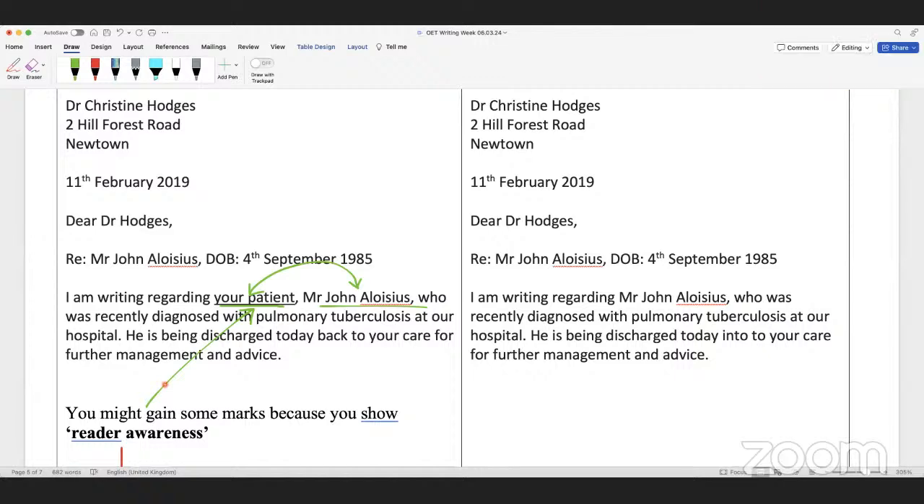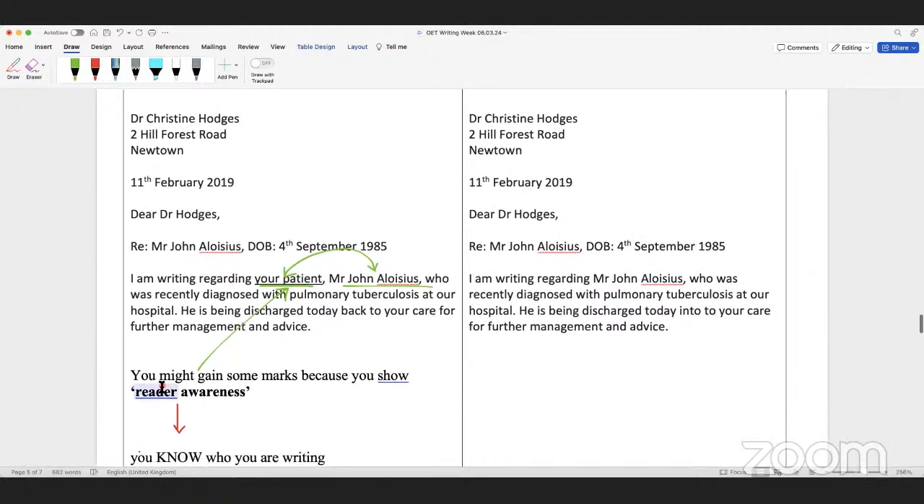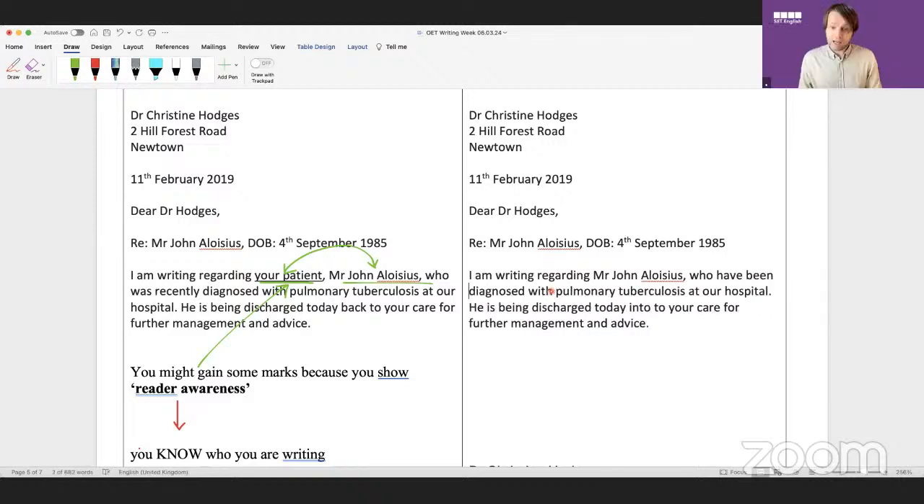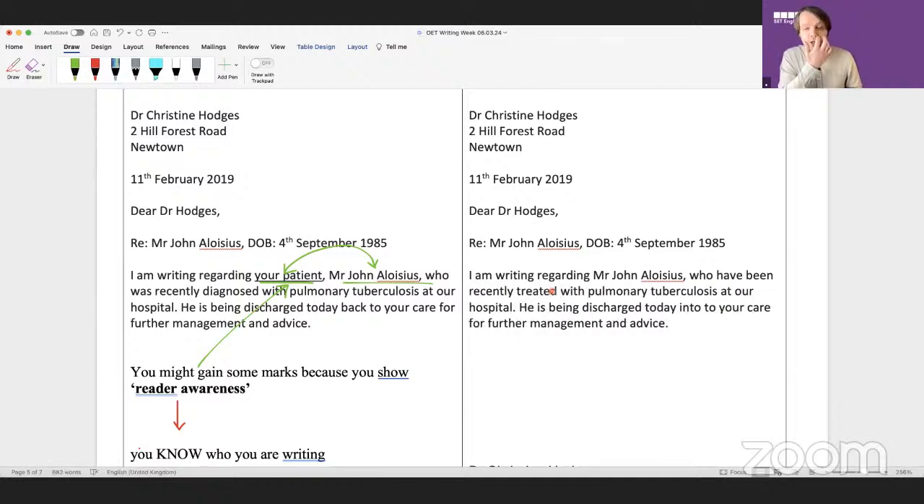Khaled, yeah, I'm just asking, in this paragraph, what if we put like, I'm writing regarding Mr. John Alvis, who has been recently treated for pulmonary tuberculosis, and he's being discharged today into your care for further management and advice. What if we say, who has been treated for pulmonary? You can. Who has been recently treated? So is that what you wrote, Khaled? Did you do the homework? Yeah, I just wrote like this. Yeah, you can use some present perfect here as well.